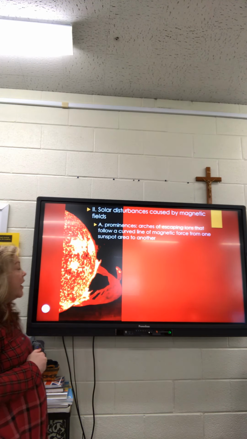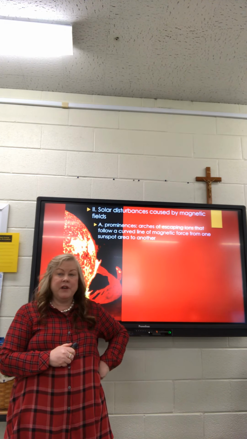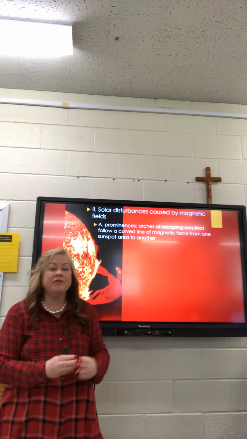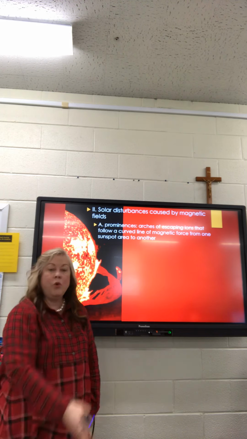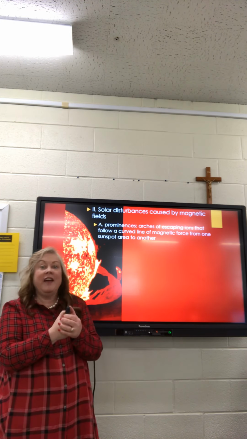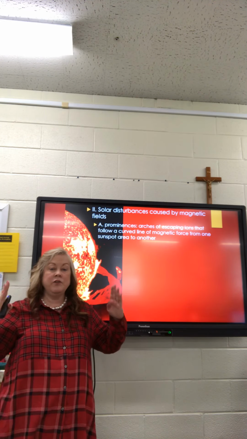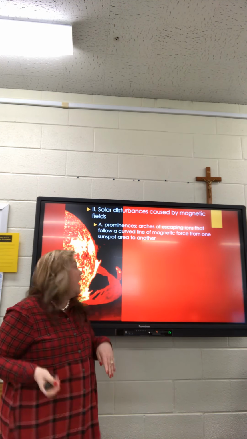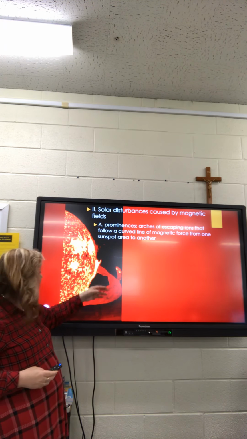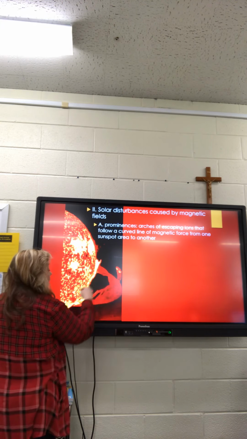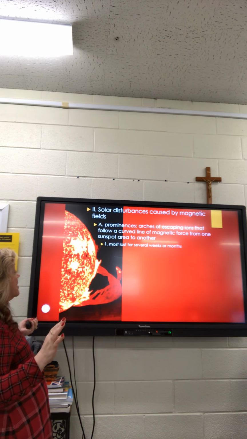Solar disturbances. I want to talk to you about prominences and solar flares. Prominences and solar flares are pretty similar, but a solar flare is a hot jet of escaping ions, like whoosh, outward like a Roman candle, whereas a prominence is an arch. It's like two solar flares that have arced together. A prominence is an arch of escaping ions, forming a curved path, kind of like the handle on a coffee mug, an arch.